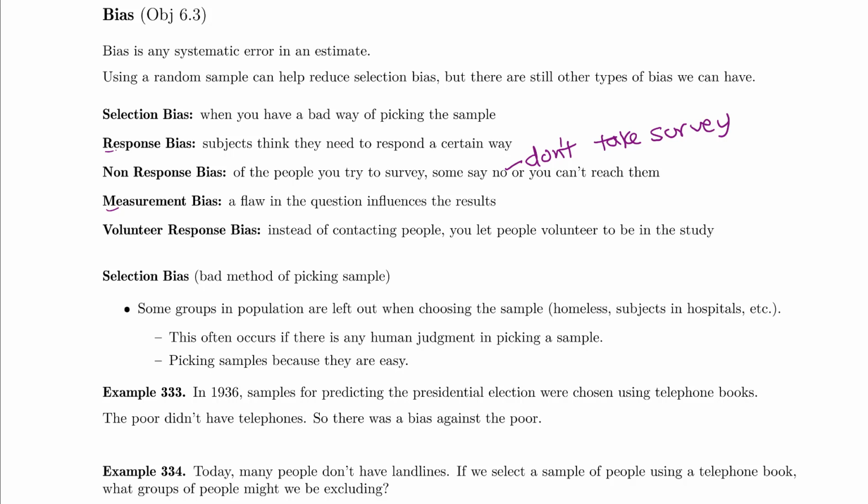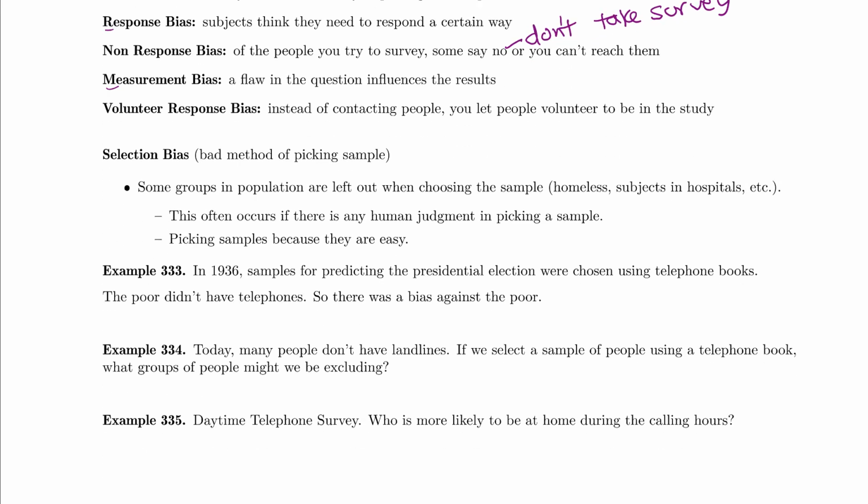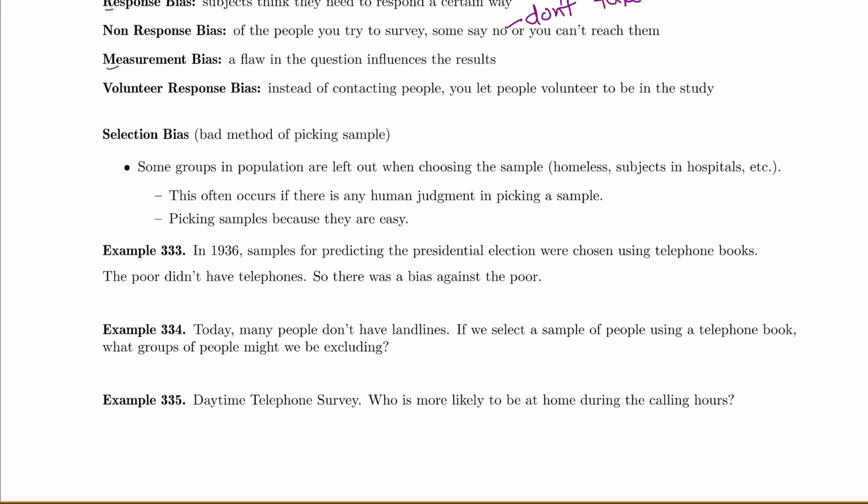Selection bias often happens if there's any human judgment in picking a sample. It also happens if we pick samples because they're nice and easy instead of doing a really good probability sample. For example, in 1936, samples for predicting the presidential election were chosen using telephone books. The poor didn't have telephones, so there was a bias against the poor. Now, in class, we'll do 334 and 335 together.